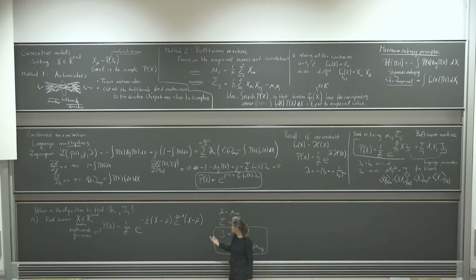And how do I sample from such a probability distribution? Well, now I have a form for the probability distribution, so I can use Monte Carlo to sample from it. So I sample with Monte Carlo Markov chain, as we learned, for given values of J and h that are given by the empirical means and covariances. Okay?